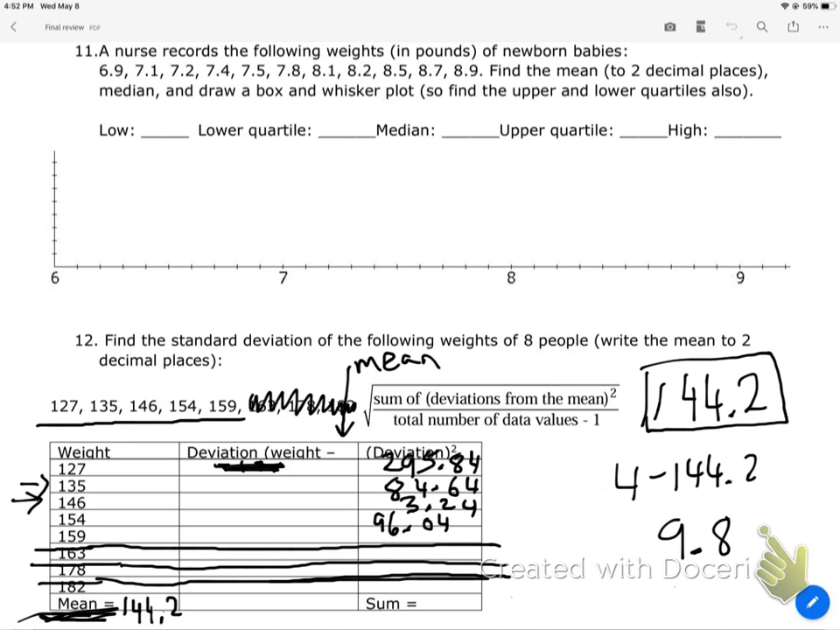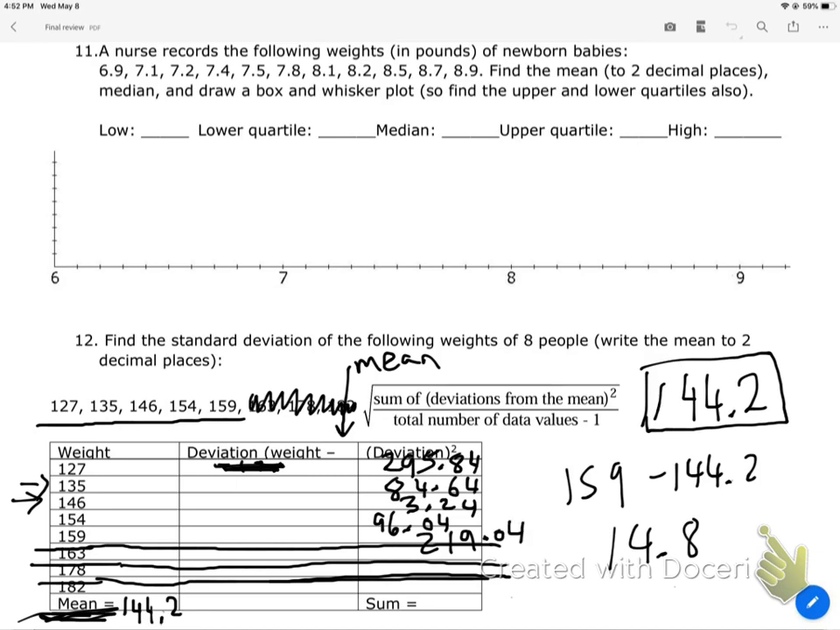Finally, the 159. Okay, so again, the deviation, the difference from the mean. 159 minus 144.2 equals 14.8. But I've got to square it. Okay, so if I square that, I get 219.04.